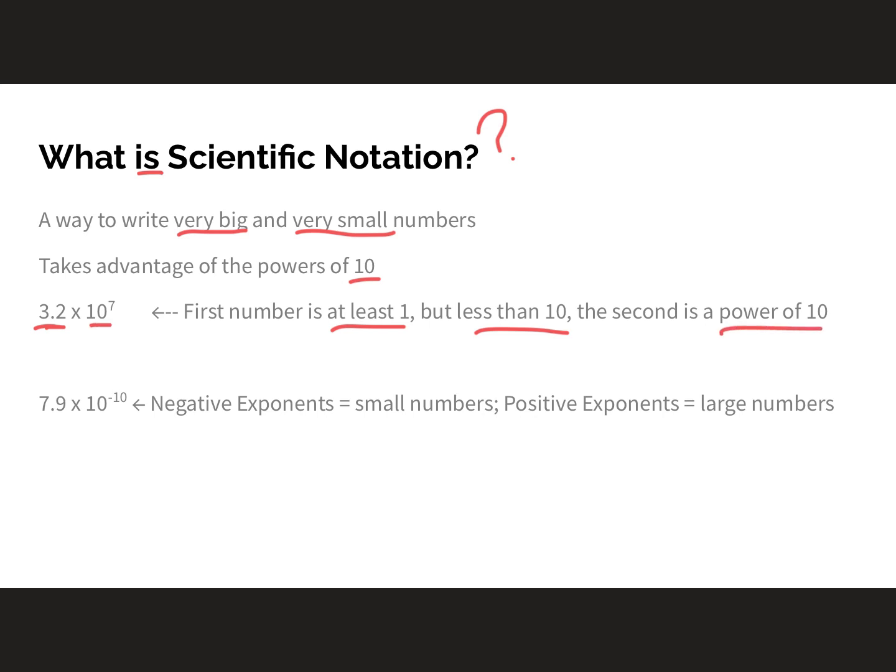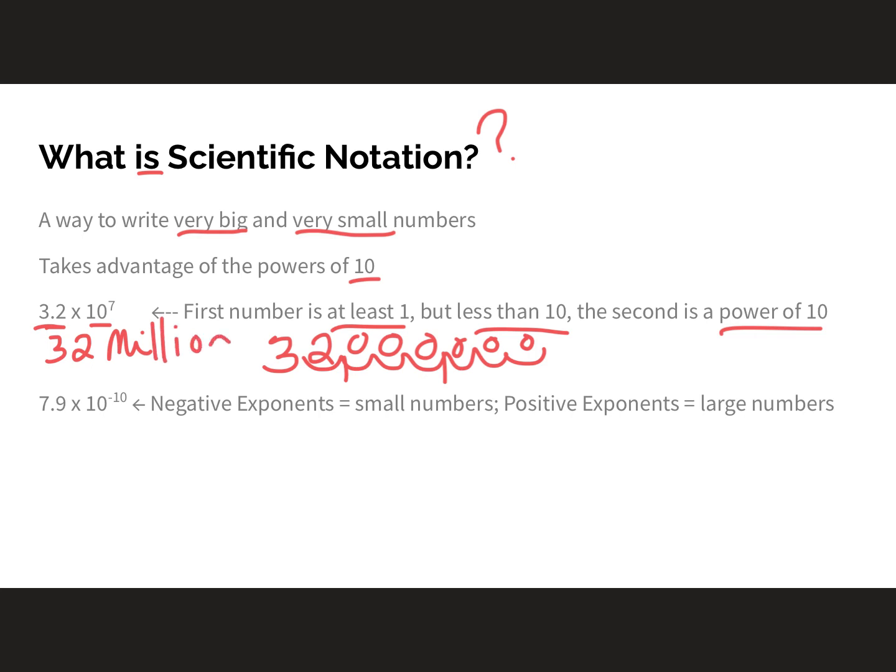So you see 3, 2, and then I move my decimal place 7 times. 1, 2, 3, 4, 5, 6, 7. Each of those is filled with zeros. So this is 32 million.